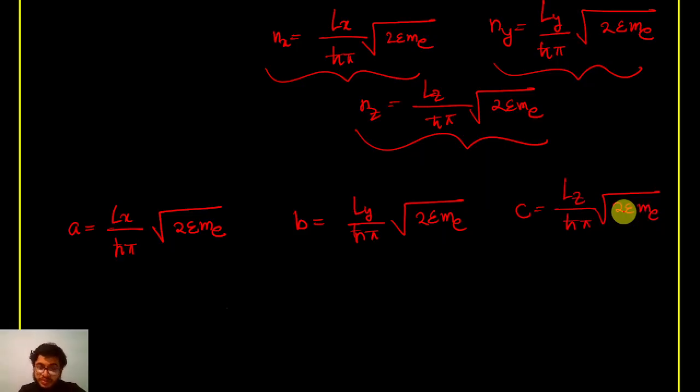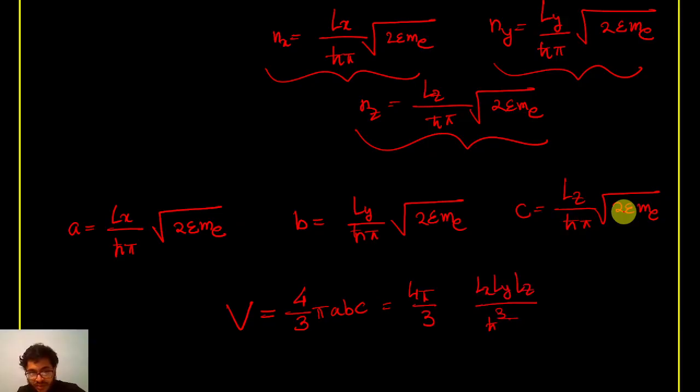What is the volume of this ellipsoid? What we want to do here is correlate the energy of the electron, the maximum energy that can be there, to the number of electrons that are there. So the volume is 4 by 3 pi ABC, that is 4 pi by 3 Lx Ly Lz by h bar cube pi cube, times 2 epsilon me all to the power 3 by 2. Correct?